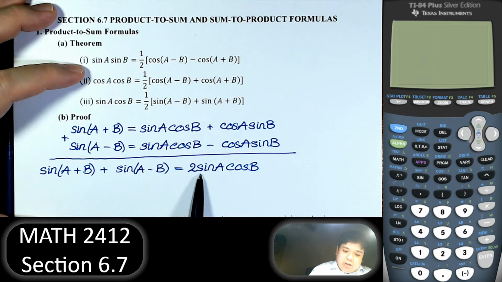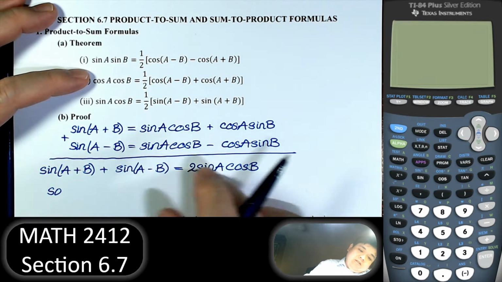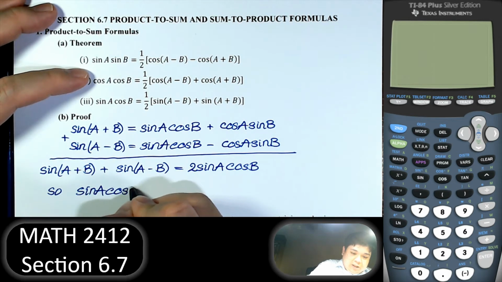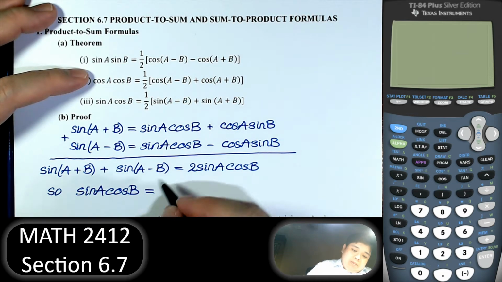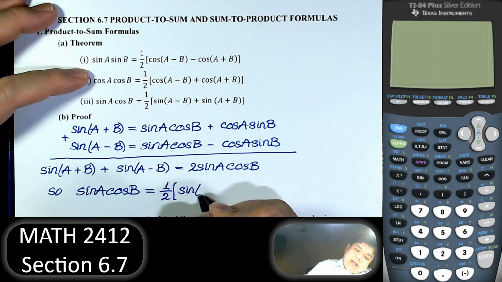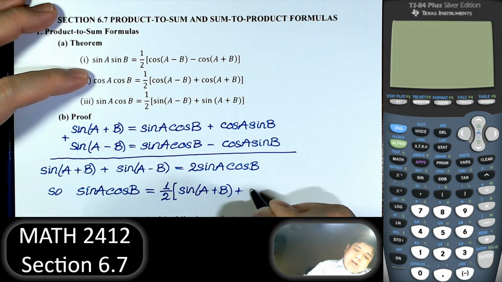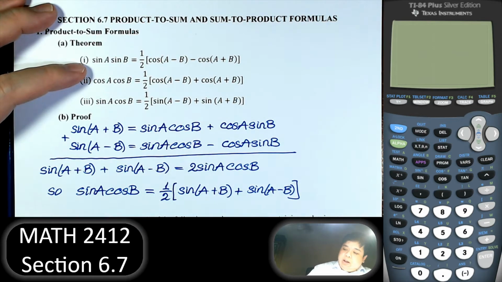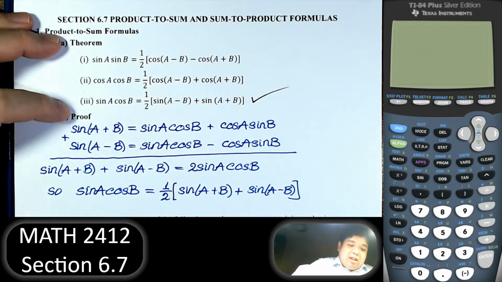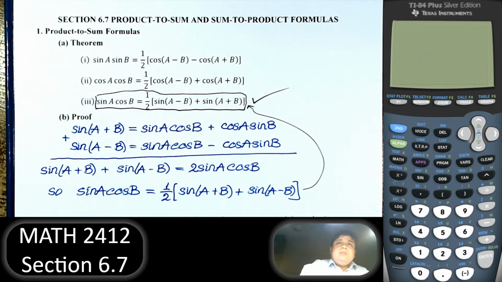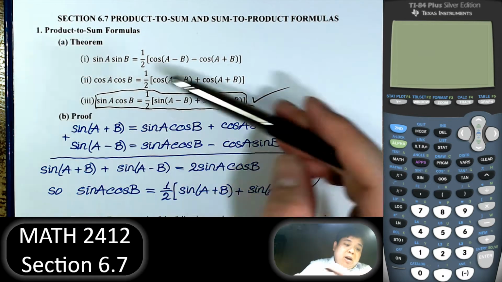And if we want to get sine a cosine b, just divide by 2 on both sides. So we have sine a cosine b equal to 1/2 times sine of a plus b plus sine of a minus b. Of course, what we proved here is this identity. Right, so it's very easy. Similarly, we can prove the other two.